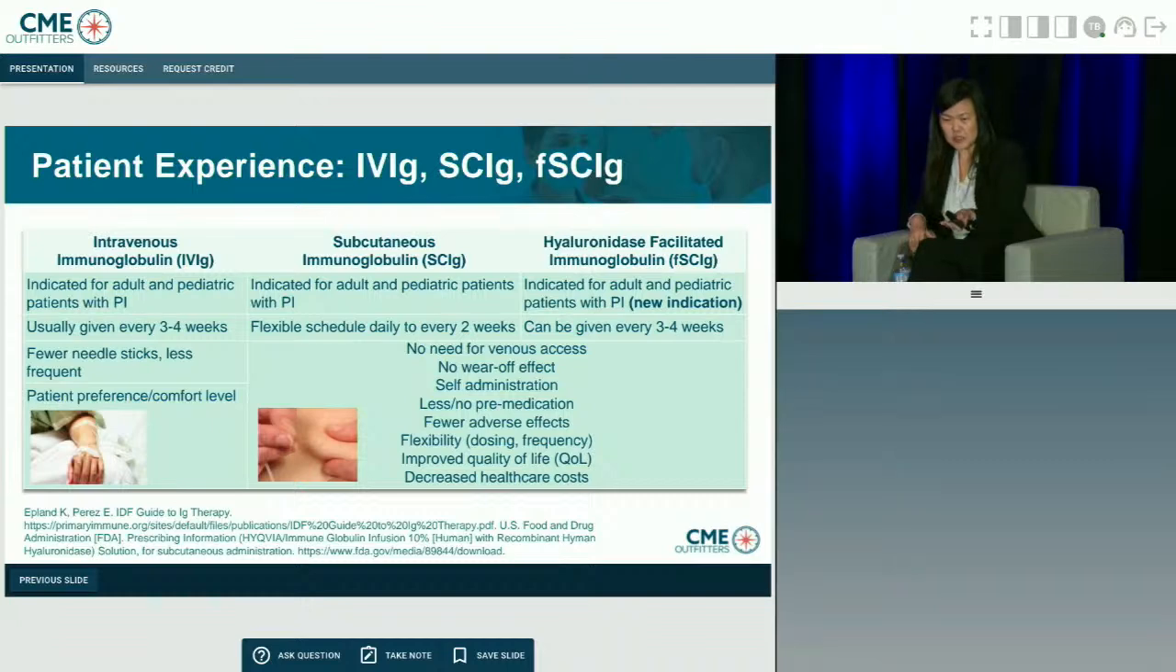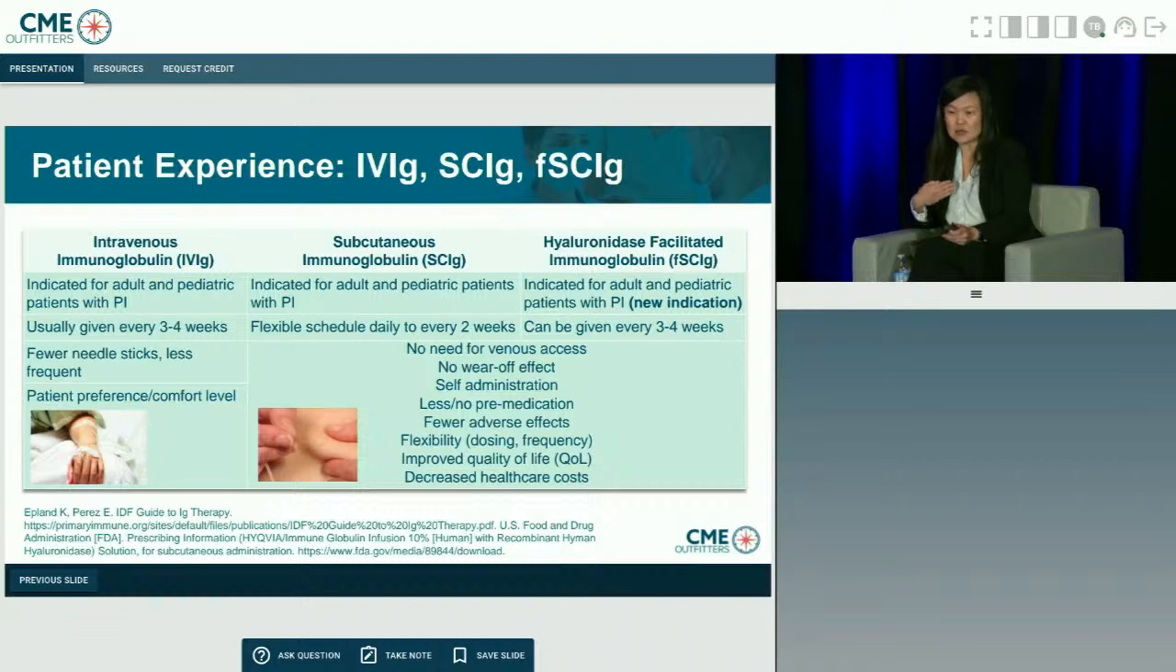So there are other patients who want subcutaneous immunoglobulin. It's flexible. You can do it at home, on your own schedule. It does involve anywhere from 1 to, at most, 6 needles. I've never had a patient choose to do 6 needles, but you could. And there are a lot fewer systemic side effects.